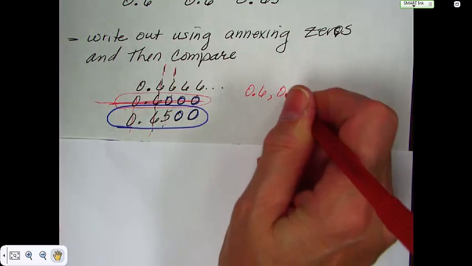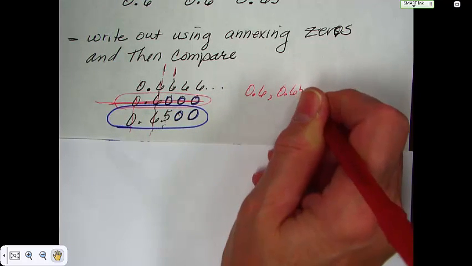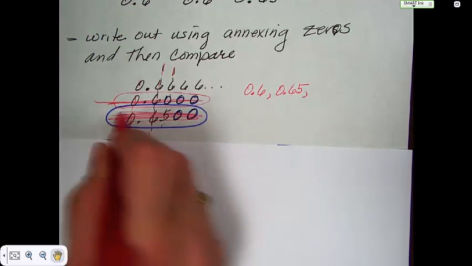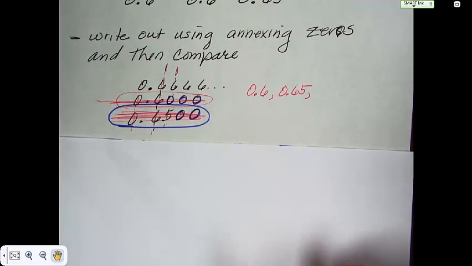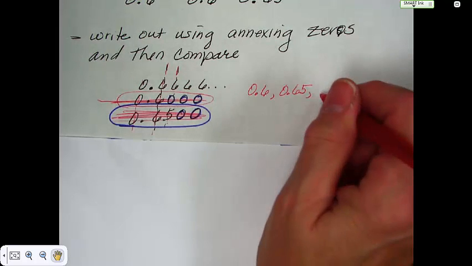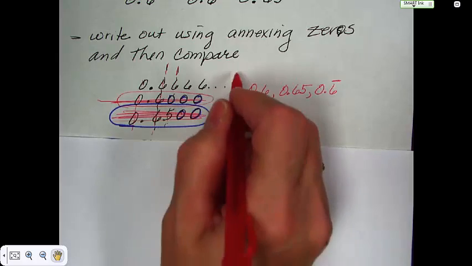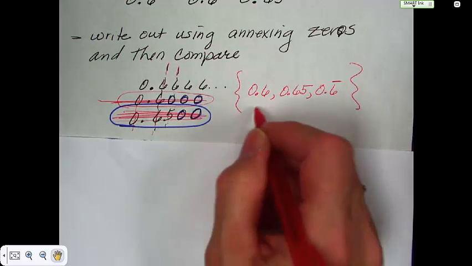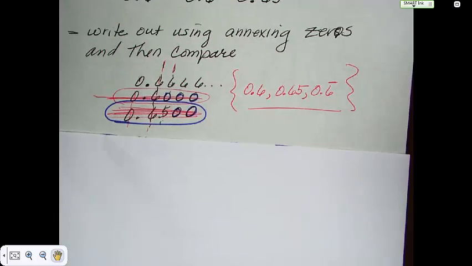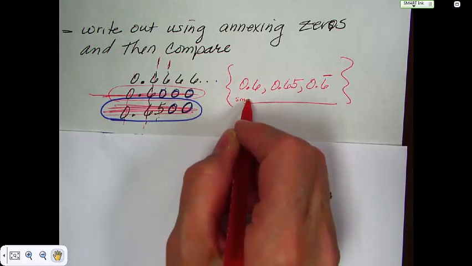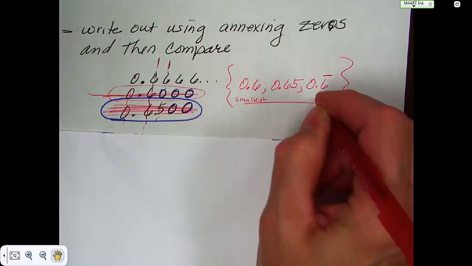So we'd write 0.65, comma, and we'd cross out this one. Well, all that's left is 0.6 repeating. Now, ladies and gentlemen, we have written this in increasing order, with this being the smallest and this being the largest.